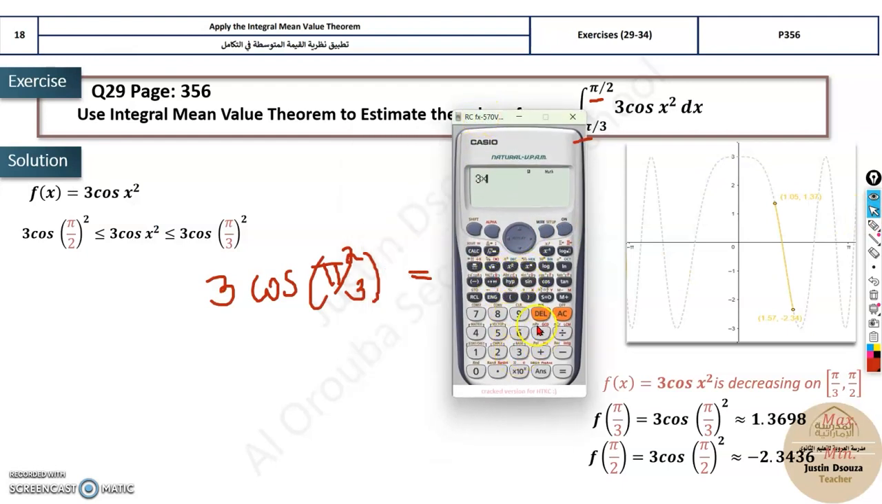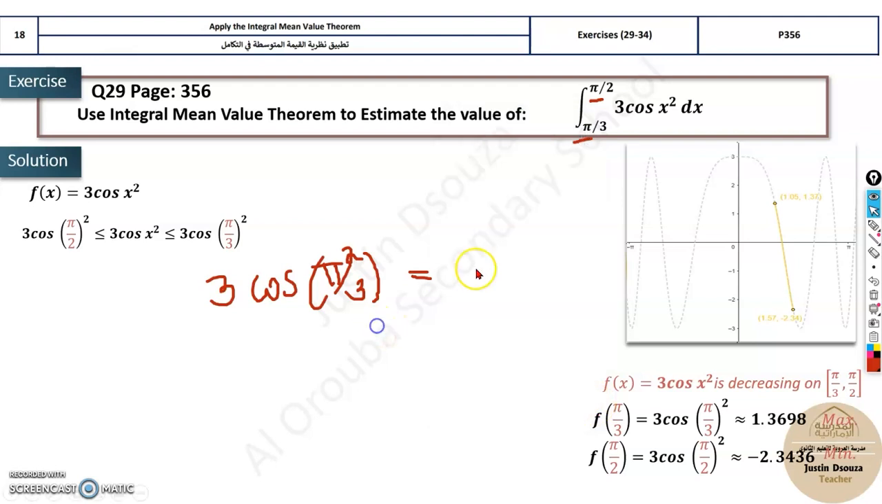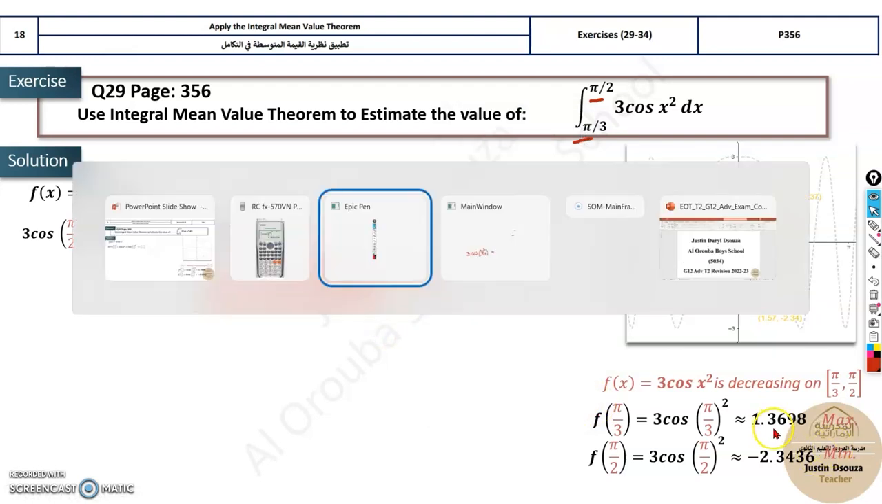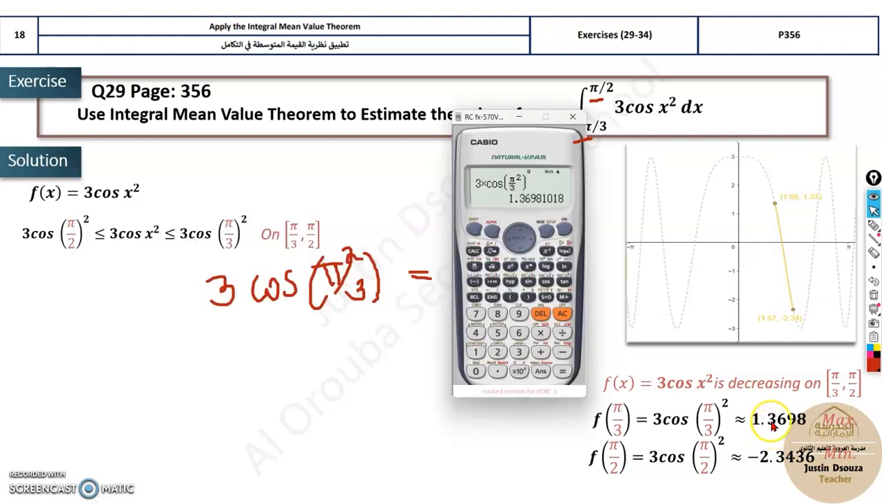See, 3 cos pi by 3 the whole square. If you put the square outside, it's cos pi x the whole square, like a bracket square. So this is wrong. Generally, if it's the whole square, they give you cos square x, which means the whole square with the bracket. Whenever the square is outside over here, remember the square will be inside up over here. So it is 1.3698 and so on.